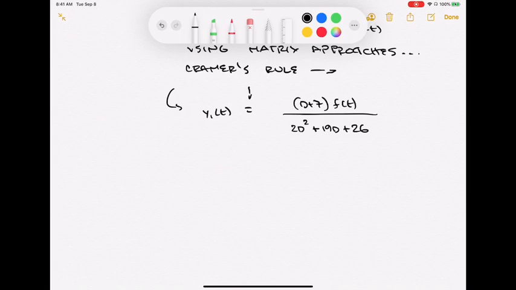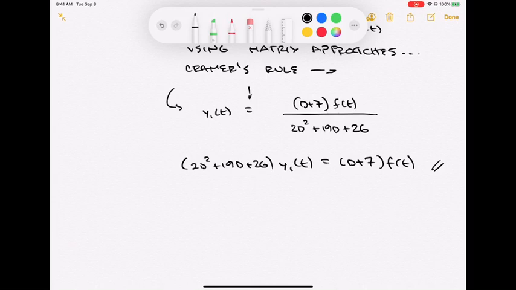We know this division by that doesn't really make much sense, so just operate on both sides, or you can cross multiply, and we'd get 2d squared plus 19d plus 26 y1 of t being equal to d plus 7 f of t, exactly the same. So we get exactly the same result in there.